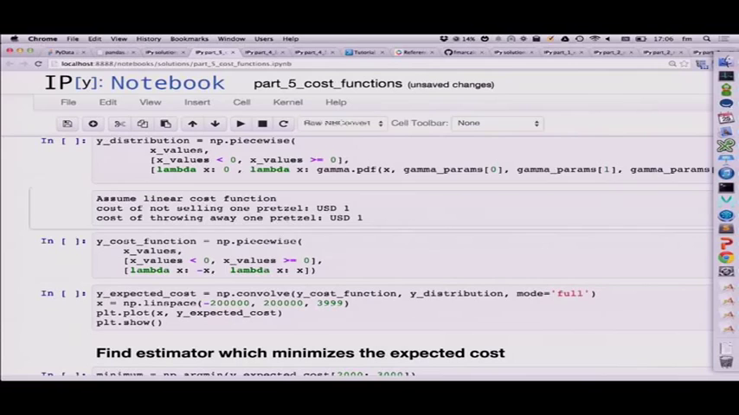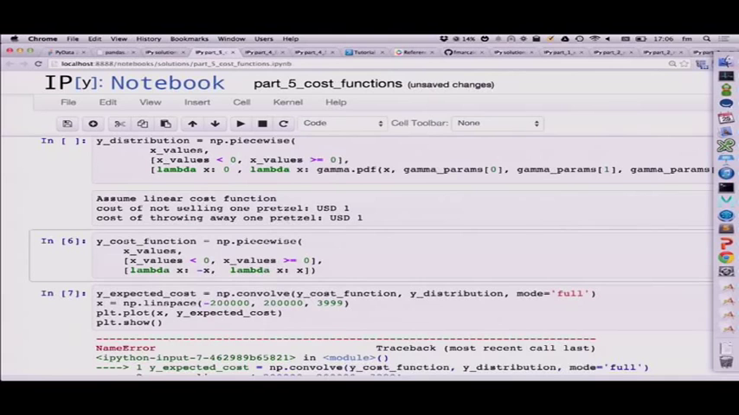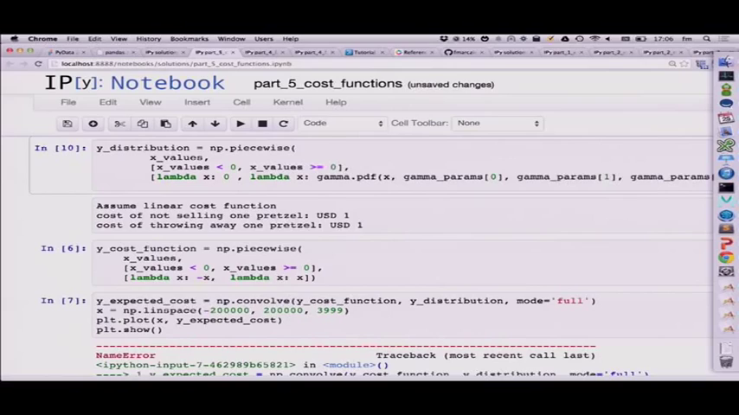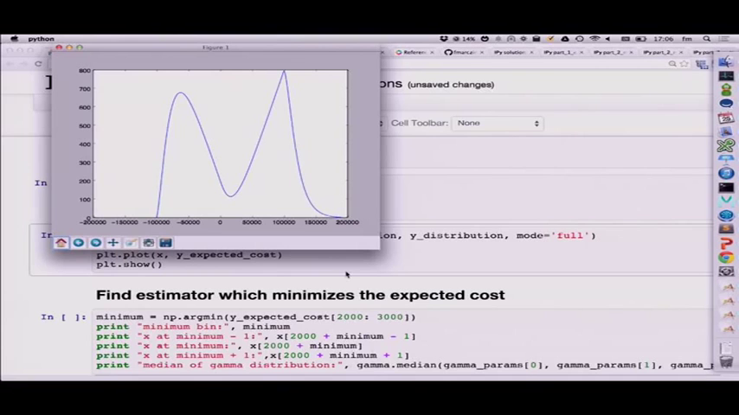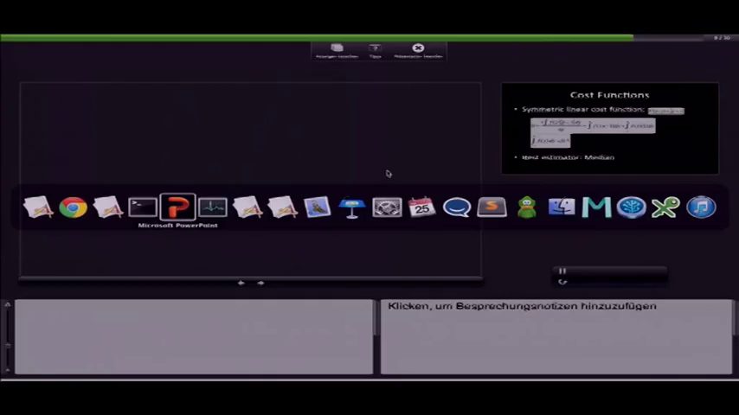Okay, so just plot this. Define it. What's that? Some distribution not defined. Okay, I skipped that one. I have to go back to the slides. I've got one slide on the cost functions.